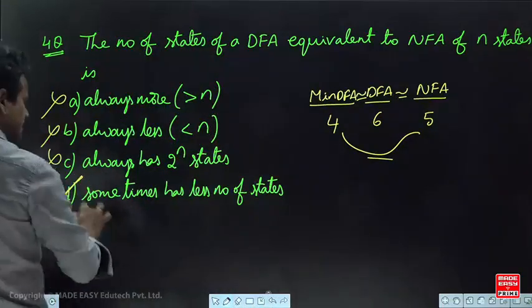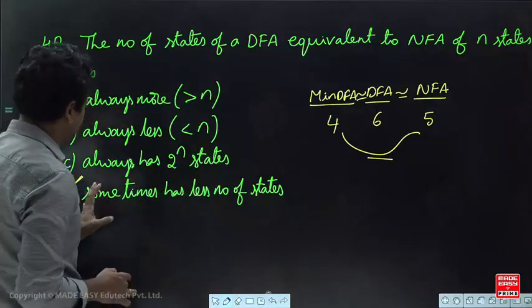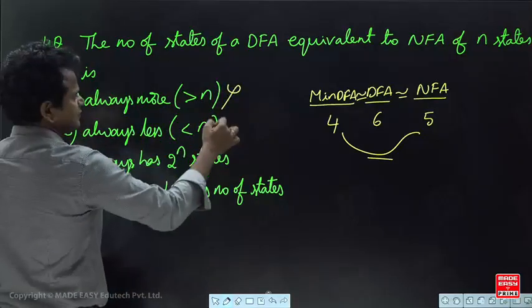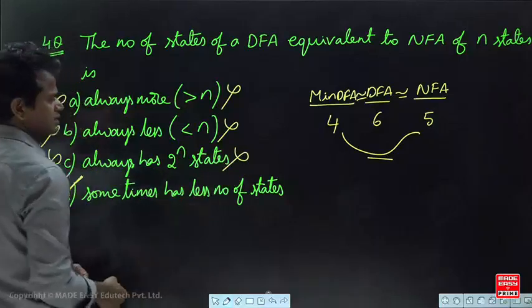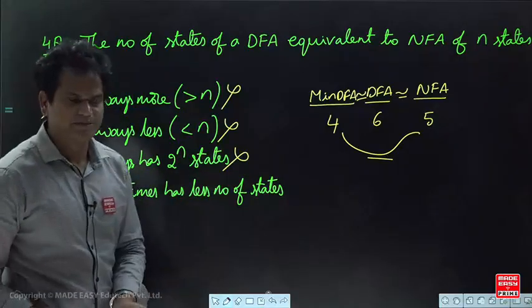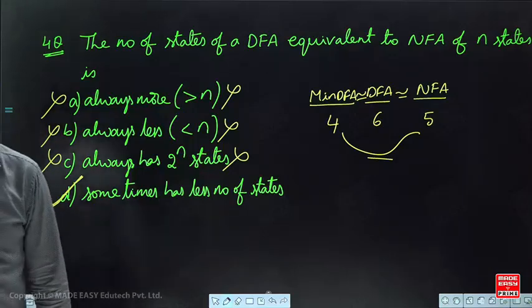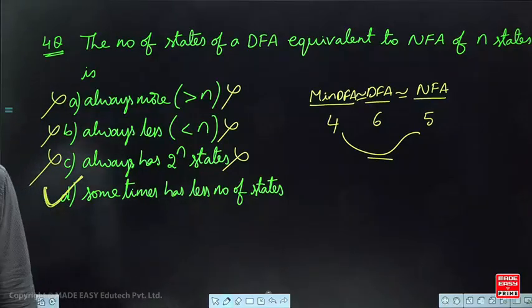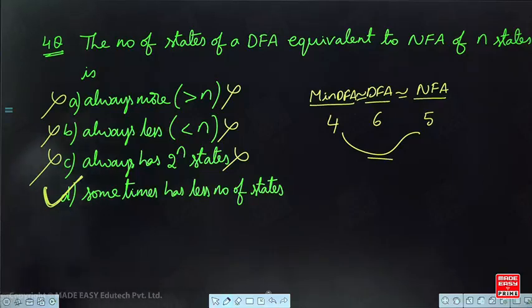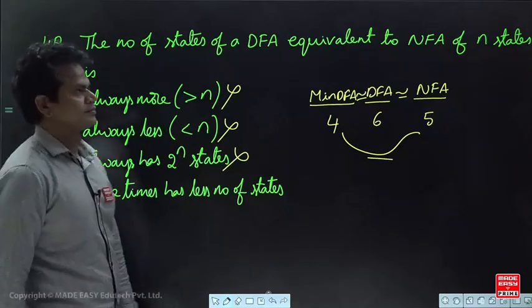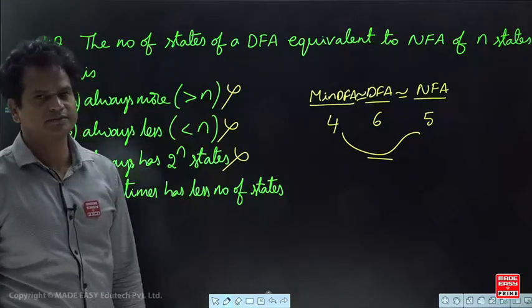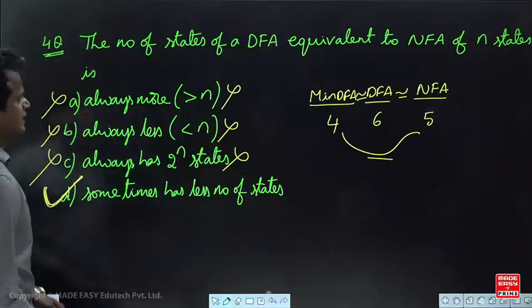Suppose you don't know about the D option, but always more is not correct, right? Always less is not correct, right? Always 2 power n is also not correct, right? Because we have examples. So the best one is the D option, okay? Got it?